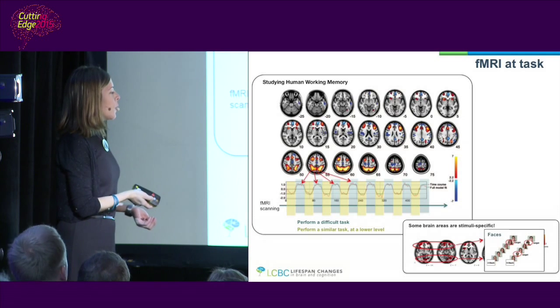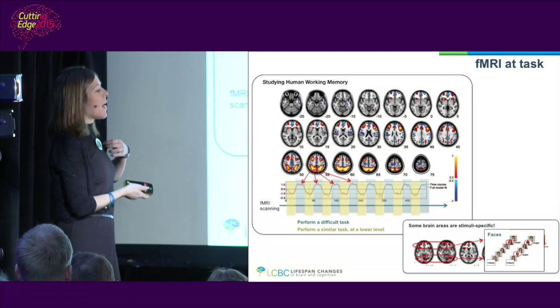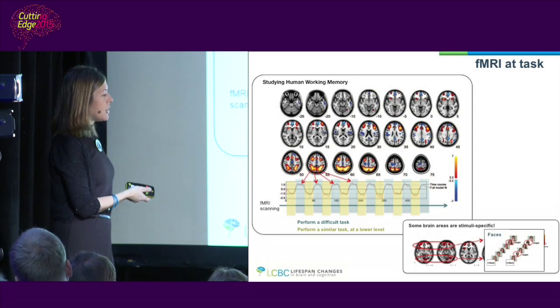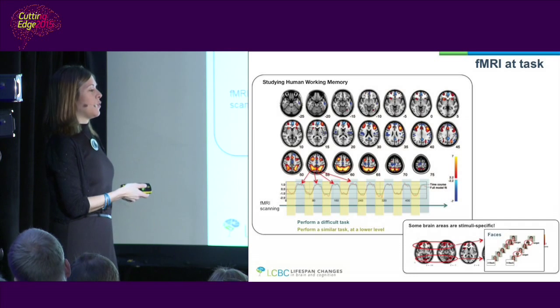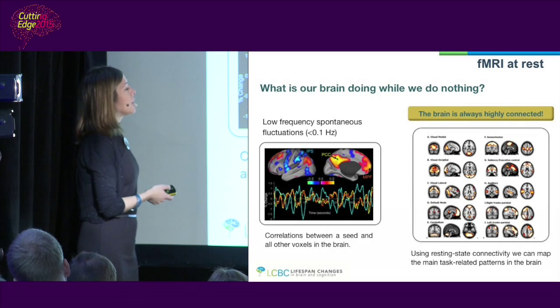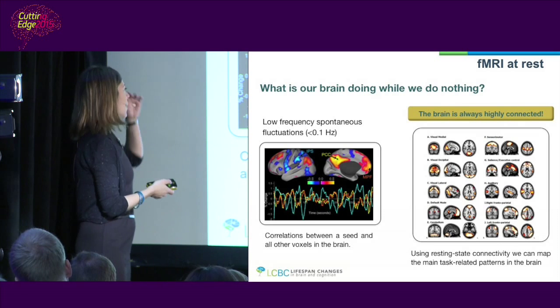Going a bit further, we can also map areas that are specific for some stimuli. For example, here we see which are the areas that are active just for faces. Well, these are some examples. I'm going to pass this a bit quickly.